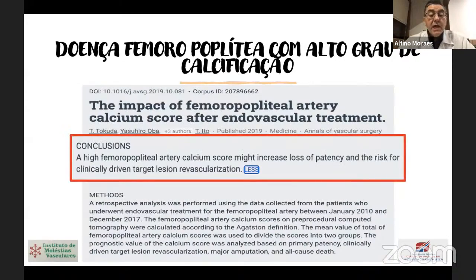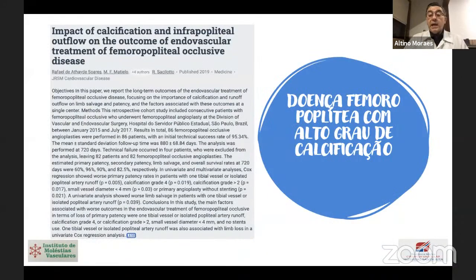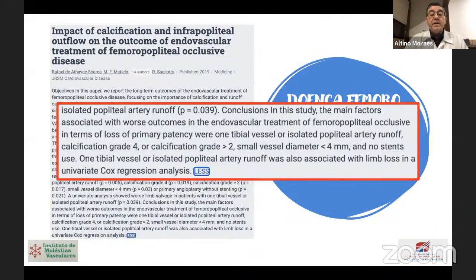Então, ele conclui que um score alto de cálcio na artéria femoropoplítea aumenta a perda de permeabilidade e o risco de nova revascularização da lesão-alvo. E aqui podemos ver também que ele conclui que se temos um runoff ruim, pobre, também impacta diretamente na permeabilidade a um ano.